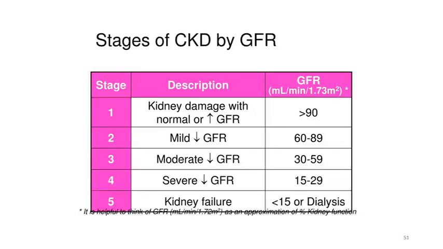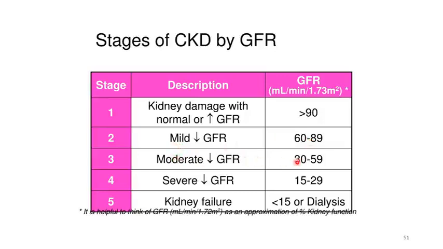The different stages of chronic kidney disease are classified by calculation or determination of GFR. At the normal level, or with some kidney damage but a higher GFR, GFR is more than 90 milliliters per minute per 1.73 square meters of body surface area. When GFR falls between 60 and 90 milliliters per minute per 1.73 square meters of body surface area, it is known as mild chronic kidney disease.